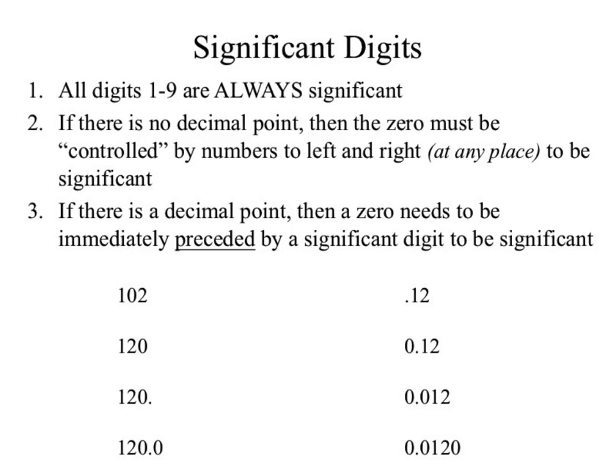Rule 1, 1 through 9, always significant. Rule 2, zeros. Okay? If there is no decimal point, then for the 0 to be significant, it has to be controlled by significant digits. And I really need to get in and edit the wording here because that shouldn't say numbers, that should say significant digits. In this case, we'll say sig dig. To the left and to the right.